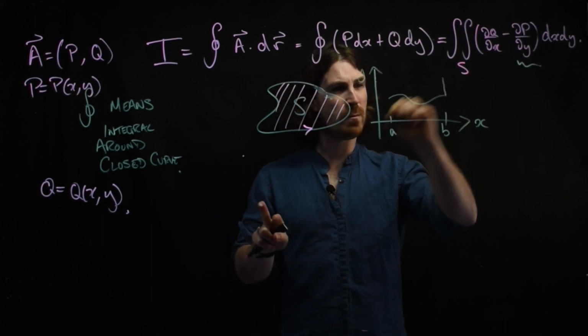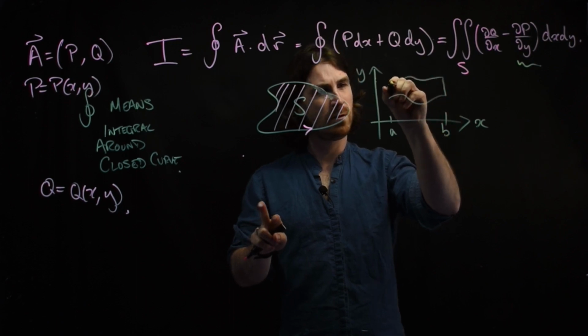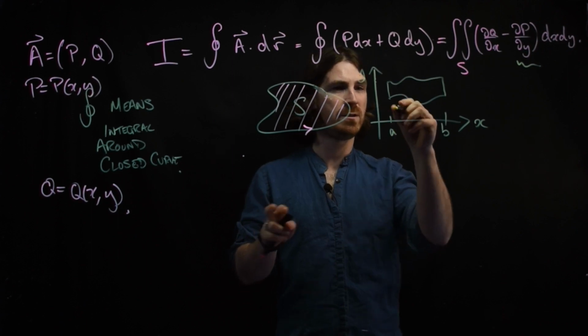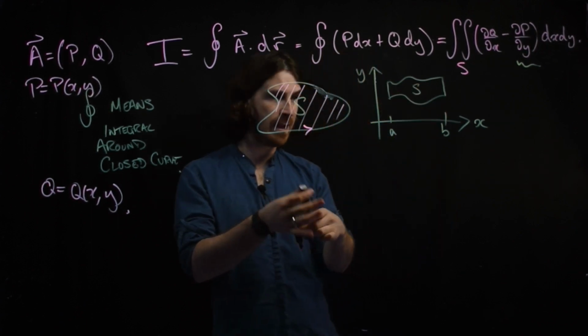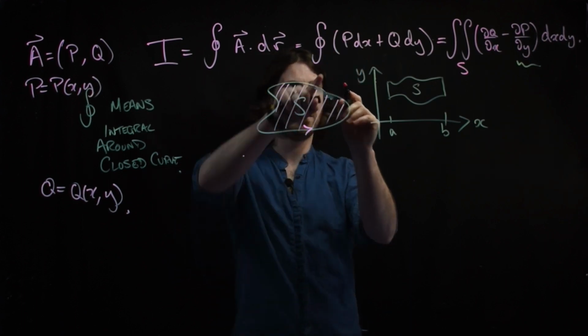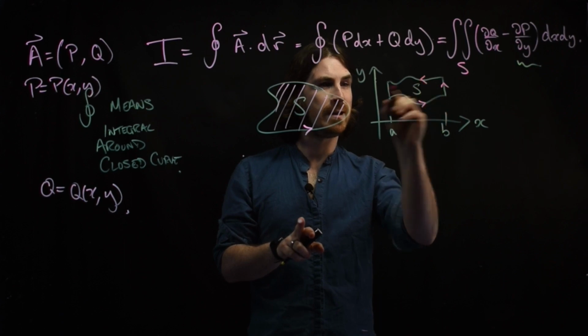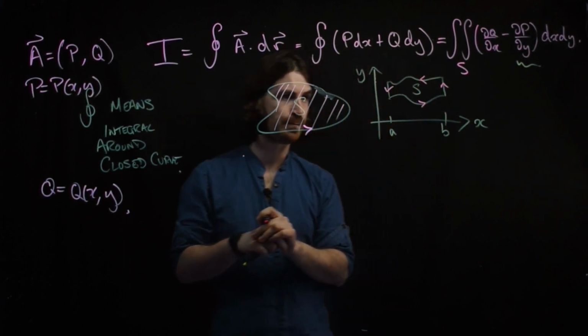Then we go vertically up, and then some different curve back to x equals a, and then we go down this way. So this is our region S. And this line integral corresponds to going around this in an anti-clockwise fashion, so that the region is always on your left.